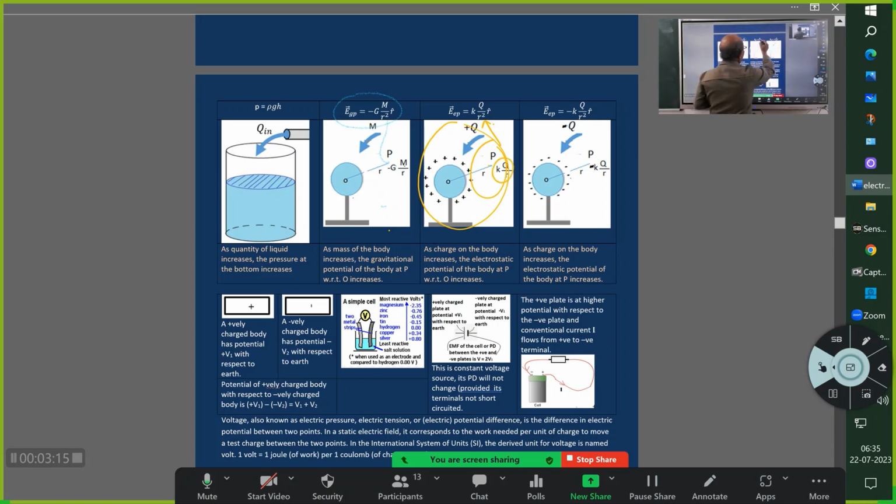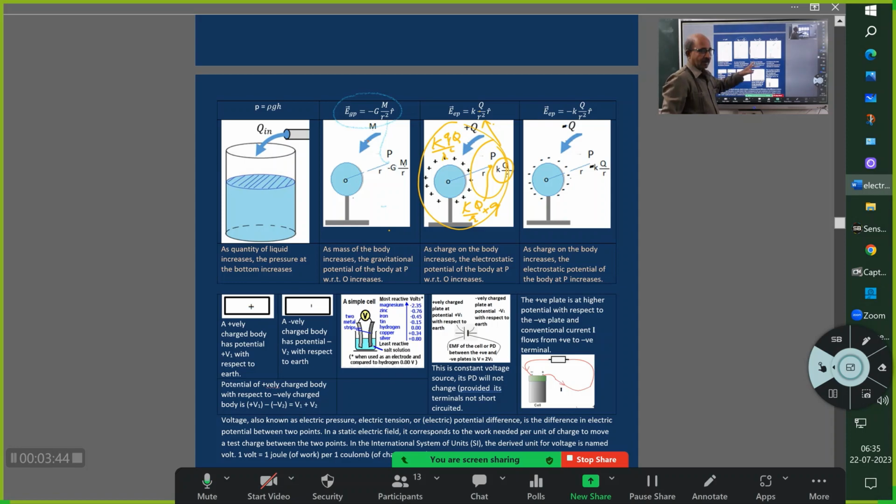So what is the electric force experienced by this body here? The electric force experienced by the body will be KQ by R square. And what is the potential energy of the charge here? KQ by R into whatever charge you place. If you are placing charge q there, it will have potential energy KQq by R.